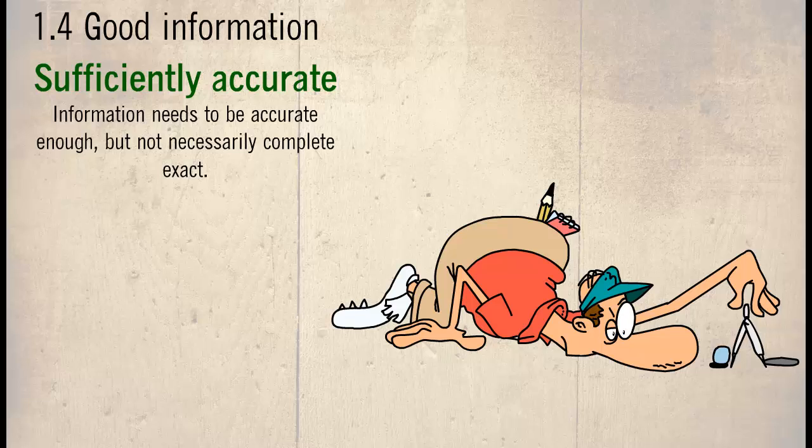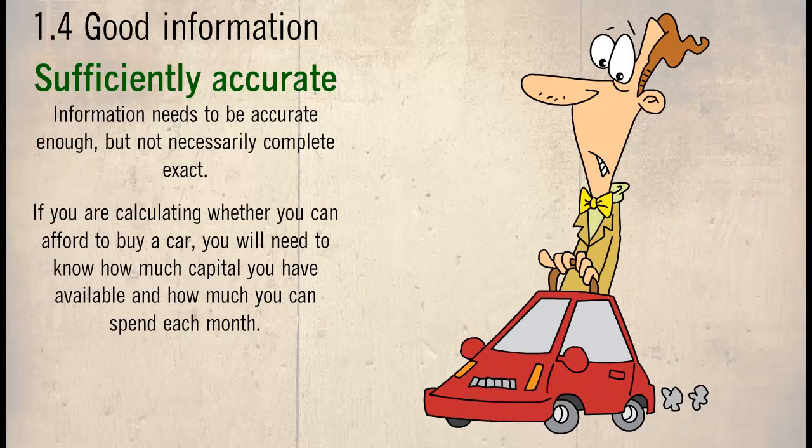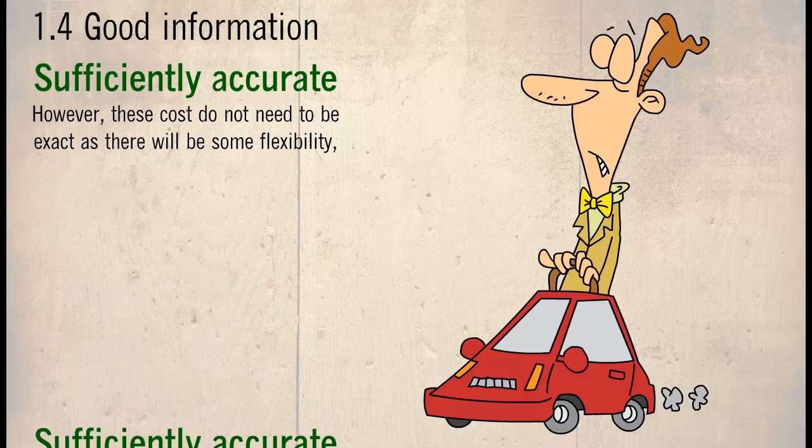Sufficiently accurate. Information needs to be accurate enough, but not necessarily completely exact. If you are calculating whether you can afford to buy a car, you will need to know how much capital you will have available and how much you can spend each month. You will also need to know the expected monthly total running costs and the cost of the car. However, these costs do not need to be exact, as there will be some flexibility.